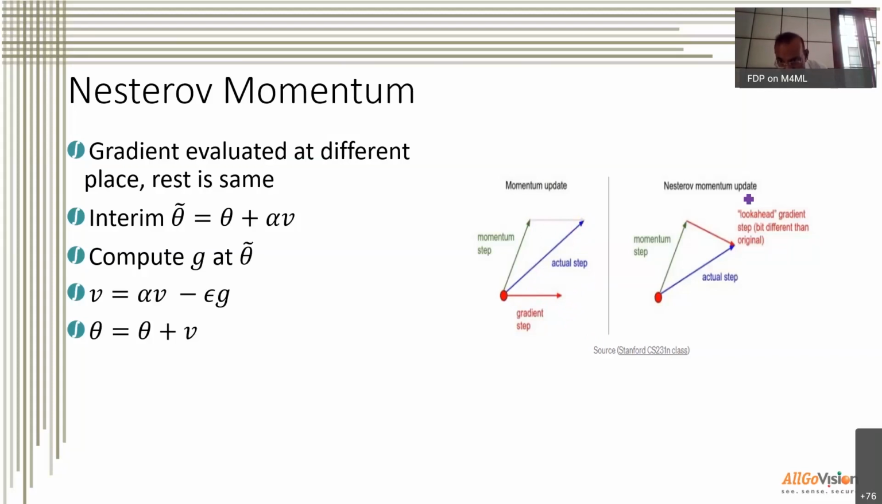The Nesterov momentum first takes the momentum step, and then calculates g at this point. In the earlier method the gradient was calculated at the starting point; here the calculation of g happens at this new point. Then it takes the gradient step of epsilon g. So it first calculates the interim point theta tilde. This is your theta tilde.